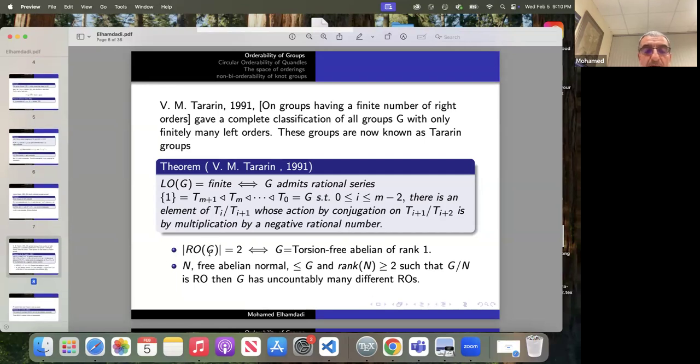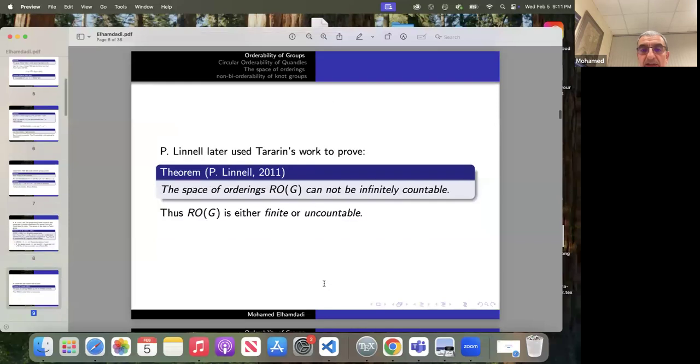If you have a group such that the number of right orders is 2, that's equivalent to G being torsion-free abelian of rank 1. We have the following result. If N is free abelian normal inside G and the rank of N is greater than or equal to 2, such that G over N is right orderable, then G has uncountably many different right orders. Now, sometimes we use left order, sometimes we use right order. It's the same because of what we saw in the beginning, that left orders give right orders and vice versa.